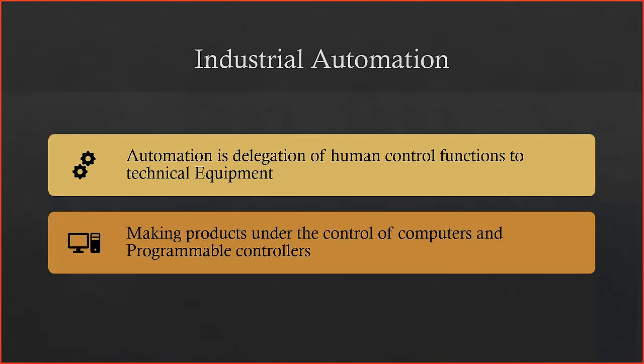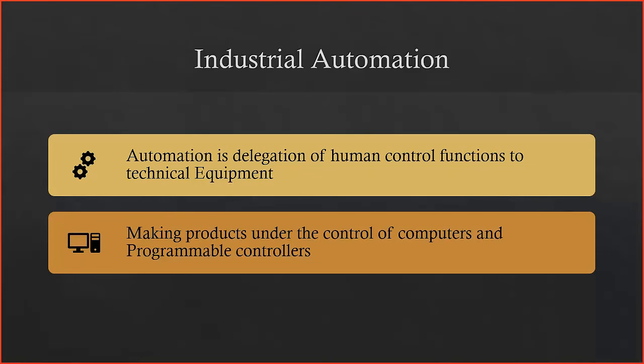So as you know, automation is the delegation of human control function to technical equipment. You want to perform a human functionality, human work, using technical equipment, like computers and programmable controllers. That is what we call industrial automation.